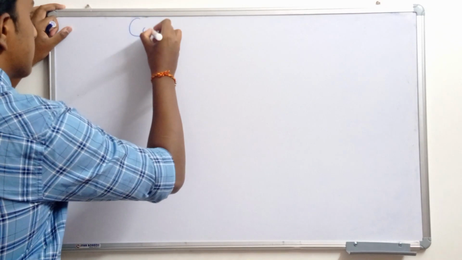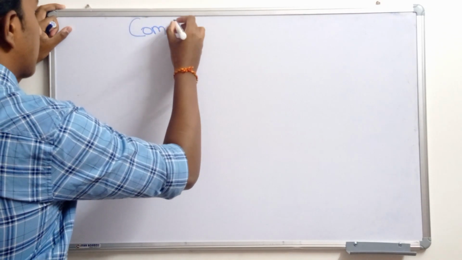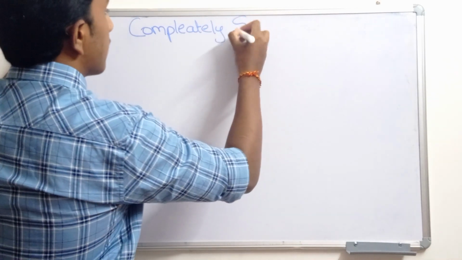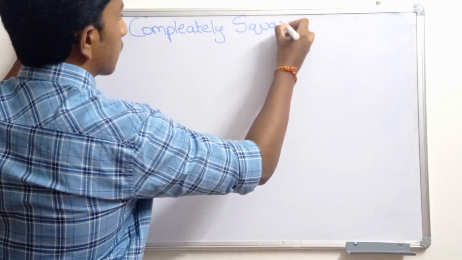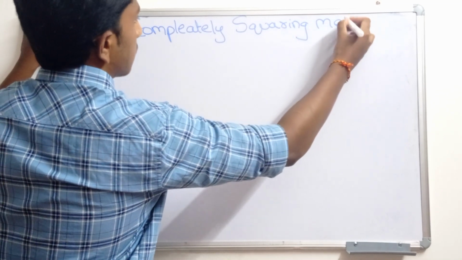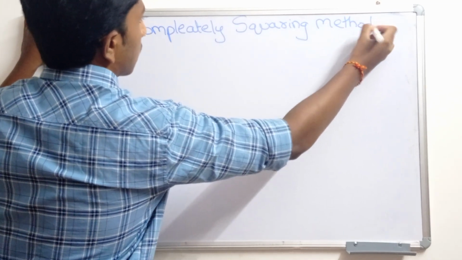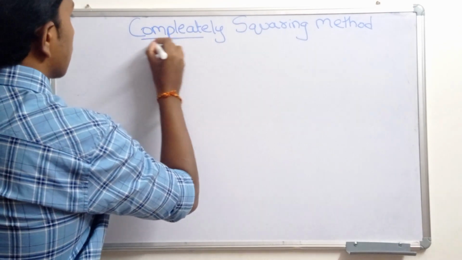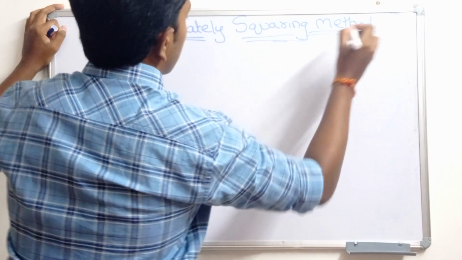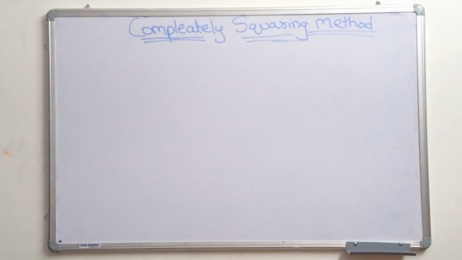The next method is the completing the square method. Completing the square method. Guys, is it visible or not? Yes, it's visible.